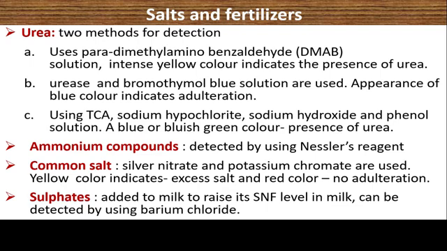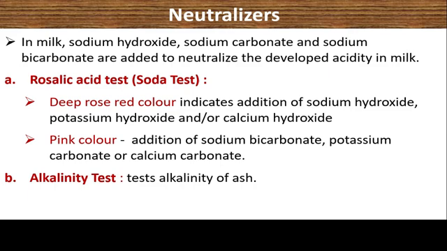Common salt. Silver nitrate and potassium chromate are used. Yellow color indicates excess salt and red color means no adulteration has happened to the milk. Sulfates are added to milk to raise its SNF level. It can be detected by using barium chloride. Neutralizers. In milk, sodium hydroxide, sodium carbonate and sodium bicarbonate are added to neutralize the developed acidity in milk.